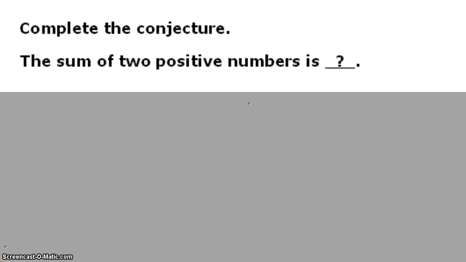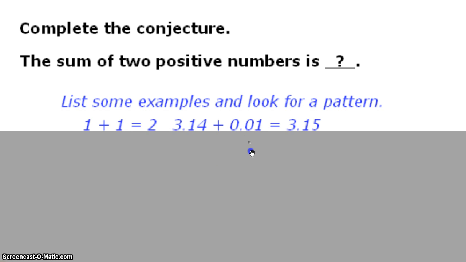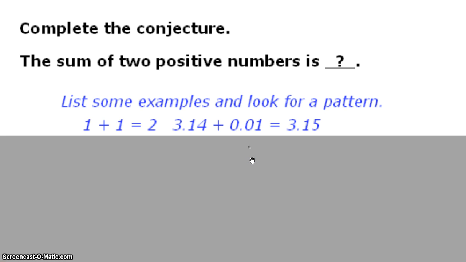So in this example, let's complete the conjecture. You don't need to write complete the conjecture. Just write the statement down. The sum of two positive numbers is... So go ahead and run a test. What happens when you add two positive numbers? Some possible tests would be 1 plus 1 equals 2, or 3.14 plus 1/100th equals 3 and 15/100ths.